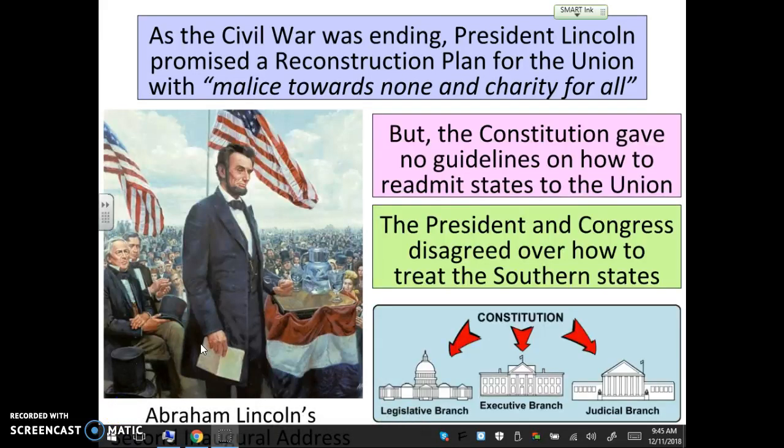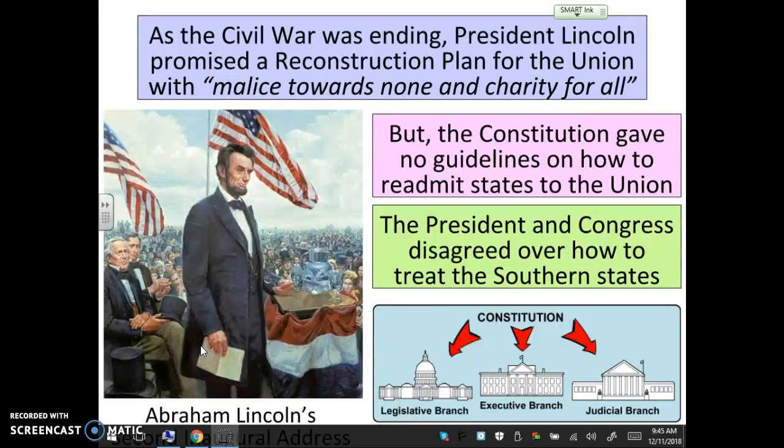However, like we mentioned earlier, the Constitution has no guidelines on how to readmit states, so they're kind of doing this all on the fly. And different branches and different parts of different branches are going to very much disagree. Even people within Abraham Lincoln's party do not want to give the same charitable donations the same way that Abraham Lincoln does.